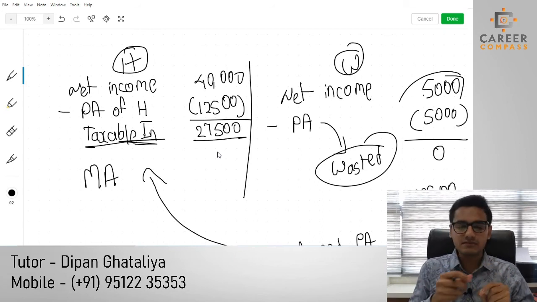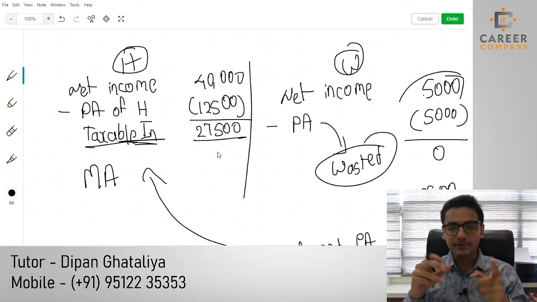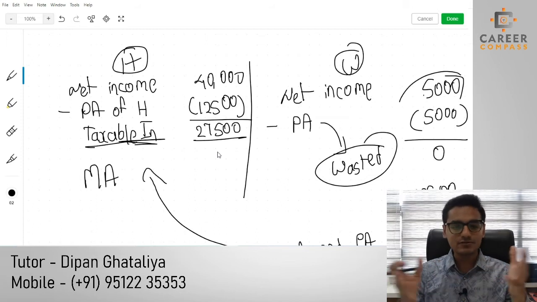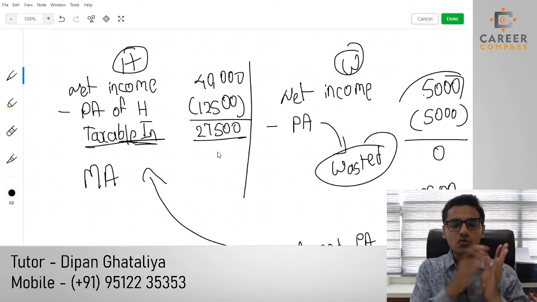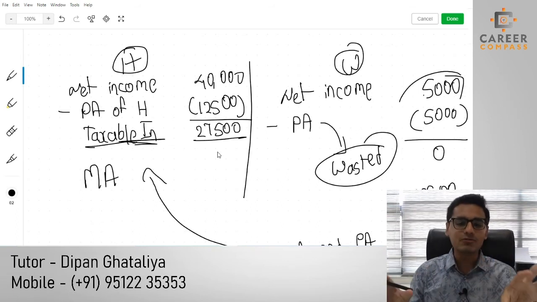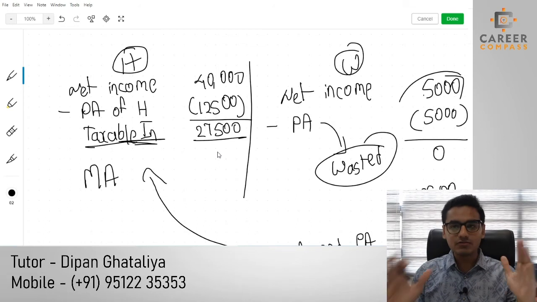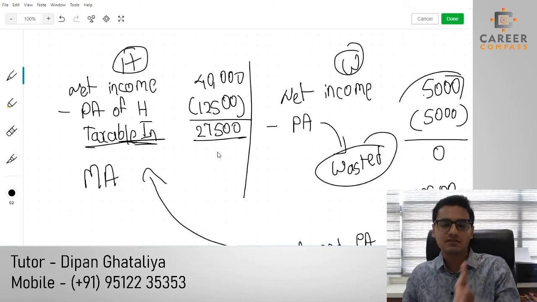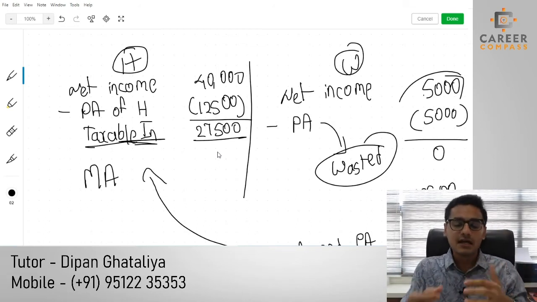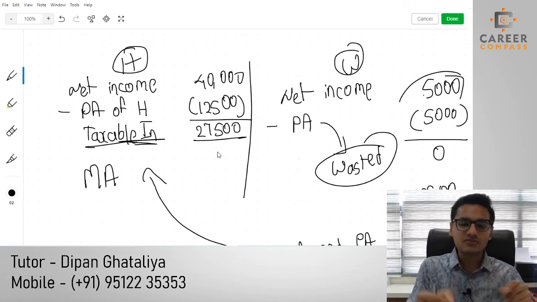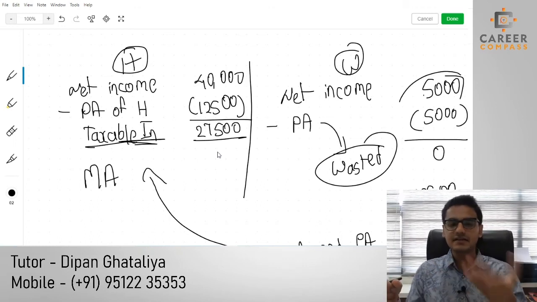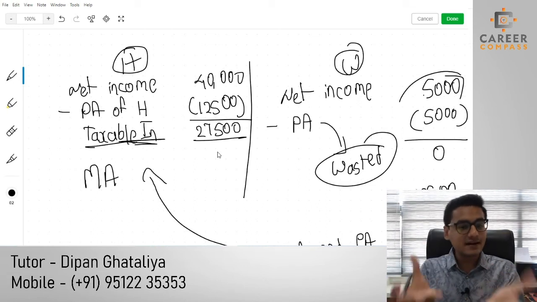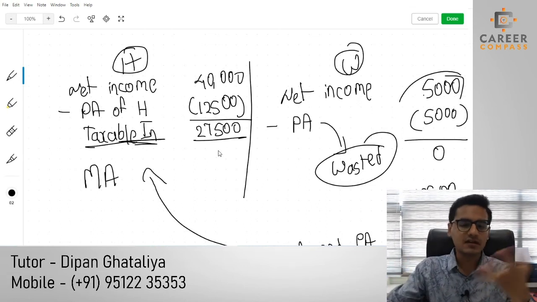Okay students, the first step to claim the marriage allowance is to determine whether you can claim the marriage allowance or not. It's not about the amount right now. Determining the amount is the second step, but first of all you have to confirm whether we can claim marriage allowance, whether the transfer of personal allowance is possible or not. So it's very clear that yes, both the parties are basic rate taxpayers, and you can claim the marriage allowance.